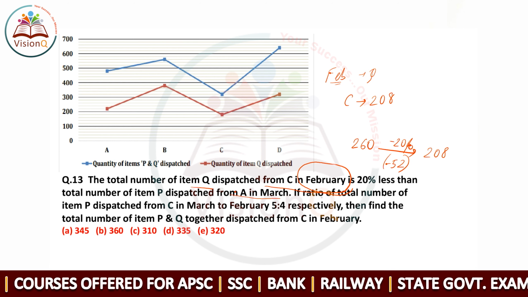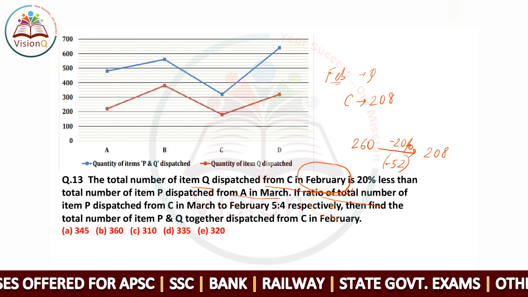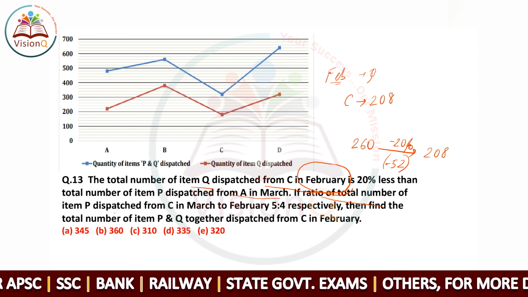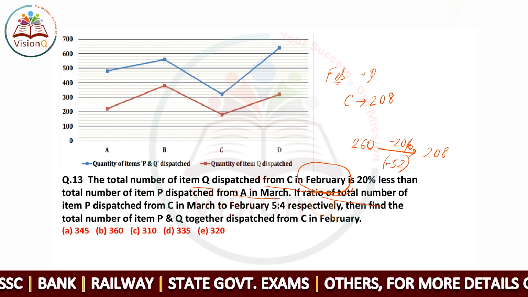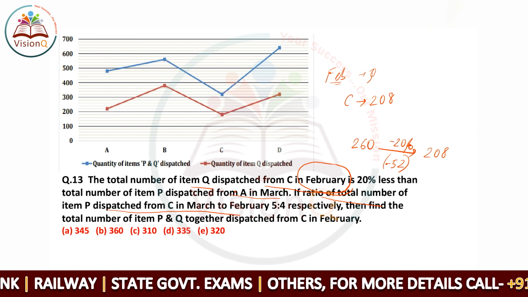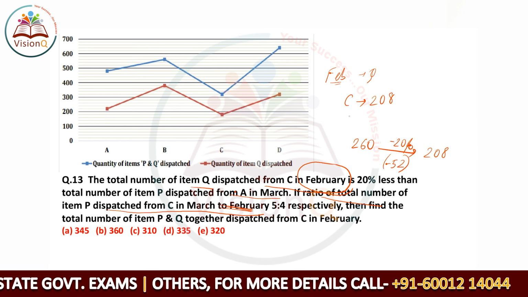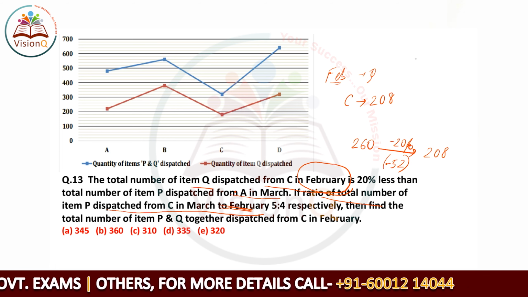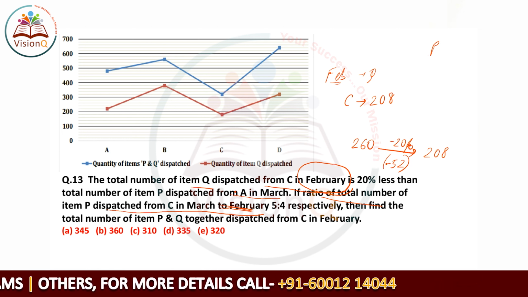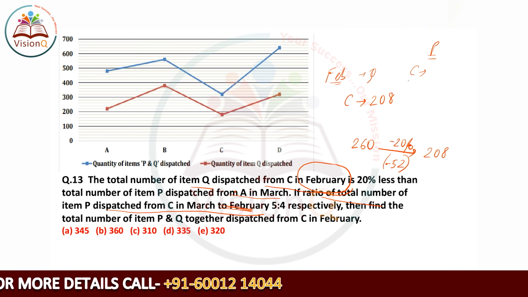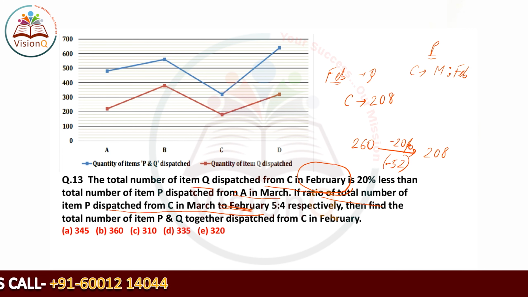Then it is given the ratio of total number of item P. Okay, this is about item Q and this is mentioned about item P. So total number of item P dispatched from C in March to February, again it is a ratio, is given as 5:4.